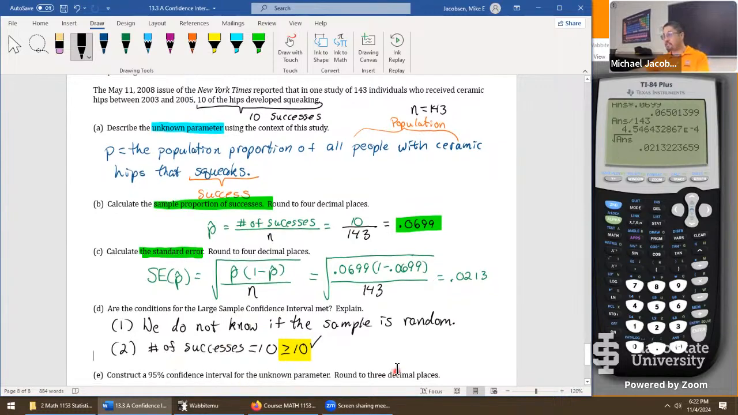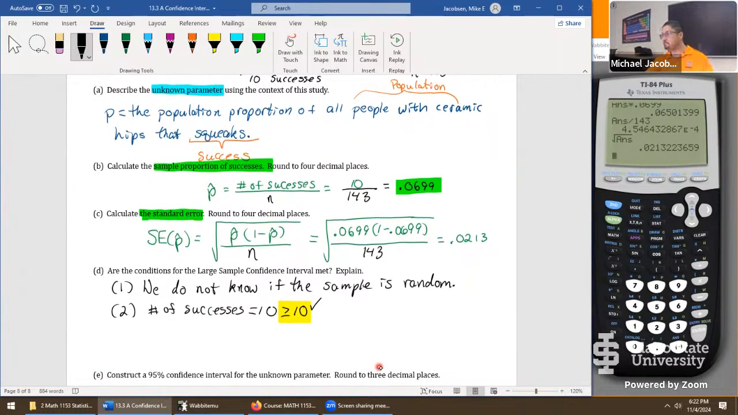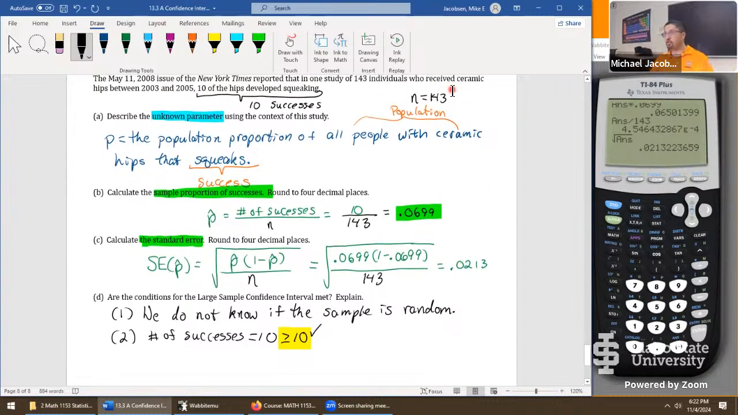Next, we check the number of failures. Looking towards the sample size, 143 is greater than or equal to 10. Well, we wouldn't use 143, it'd be 133, minus the 10 successes. So this is the total sample size, but 10 of them were successes in our problem. That leaves 133 failures, or 133 people whose hips did not squeak.